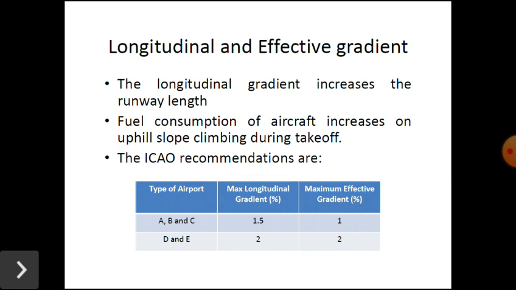Next, longitudinal and effective gradient. The longitudinal gradient increases the runway length. Fuel consumption of aircraft increases on uphill slope climbing during takeoff. As per ICAO, for type A, B and C airports, the maximum longitudinal gradient should be 1.5% and the maximum effective gradient will be 1%. And for type D and E airports, the longitudinal gradient will be 2% and the effective gradient also will be 2%.